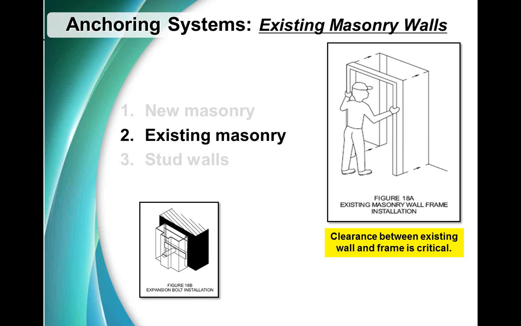Now moving from the wall as it's being laid up all the way, and then the lintels are attached, the next type of wall anchoring system is the existing masonry anchor. Now in this application, the walls are usually poured in place or they're tilt-up type construction. The rough opening is in place, and the frame is inserted into that opening. The critical part is the clearance between the returns of the frame and the rough opening.